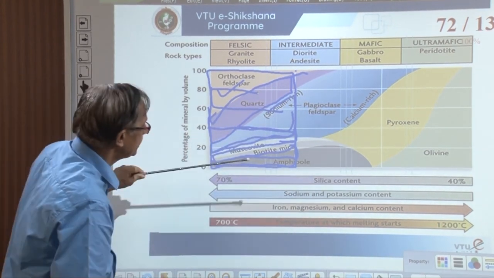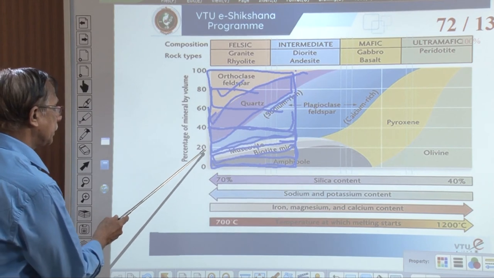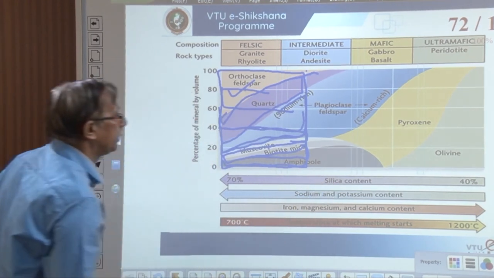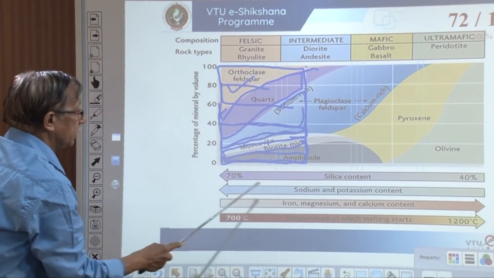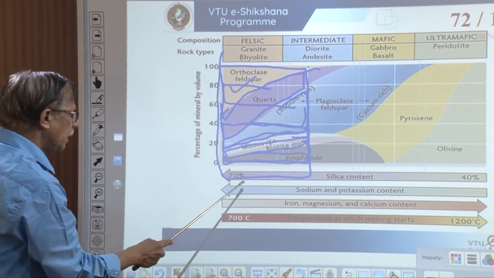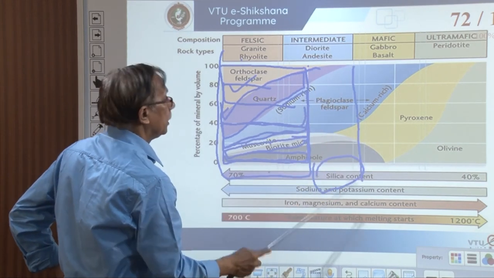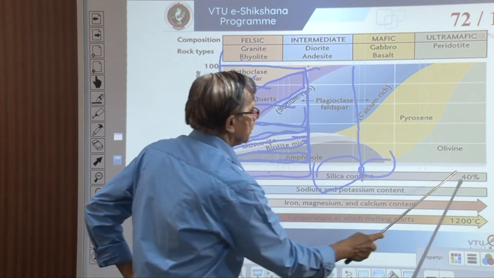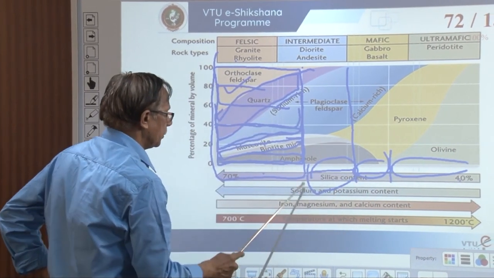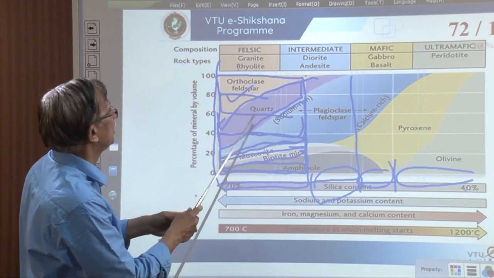Now, this classification takes into account the minerals present, percentage of minerals, whether 20% of that, 40% of that, different minerals, plus also considers silica content in the rock, from that side to this side. It means if I have a granite or a rhyolite or a granite porphyry, this is the silica content. If I have a diorite or andesite, their silica content is this much. Gabbro, their silica content is this much. This is ultrabasic rock, that silica content less than 45. This is 45 to 55, 55 to 65, 65 onwards. Like that, silica content also I can add to the classification scheme of igneous rocks.